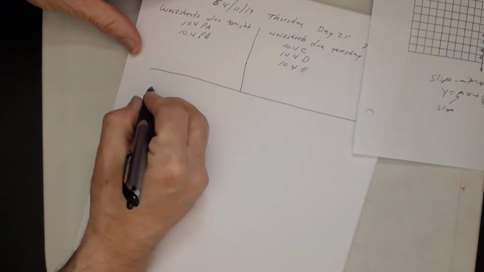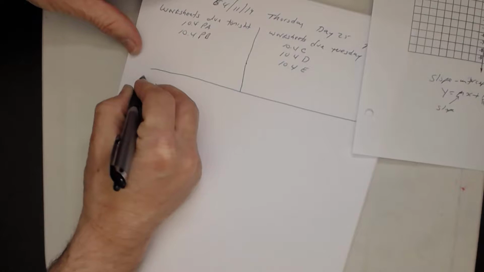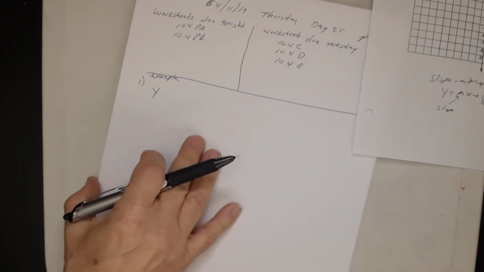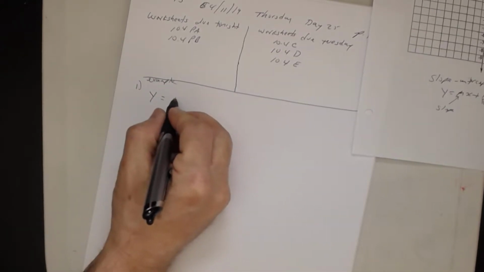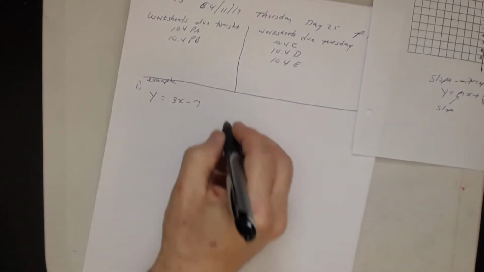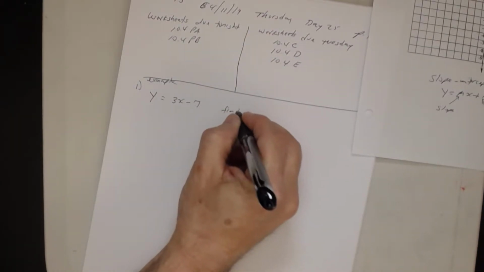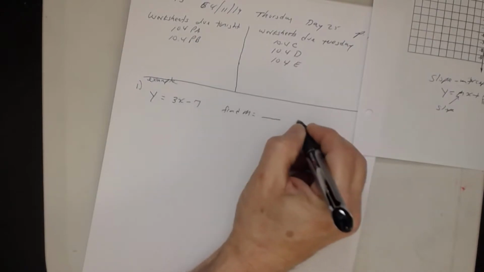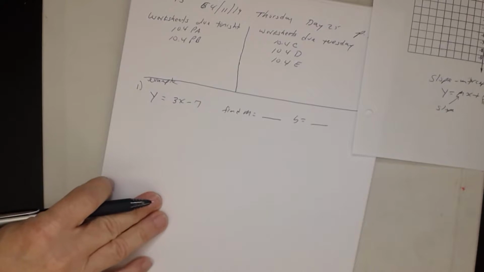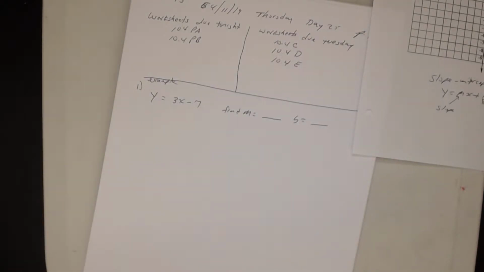So, for example, let's say we have y equals 3x minus 7. Find the slope and the y-intercept. What's the slope? 3. No? Okay, someone said 3x. It is not 3x. The slope is the coefficient of x. What's the slope? 3. If you say 3x, it's wrong. Okay?